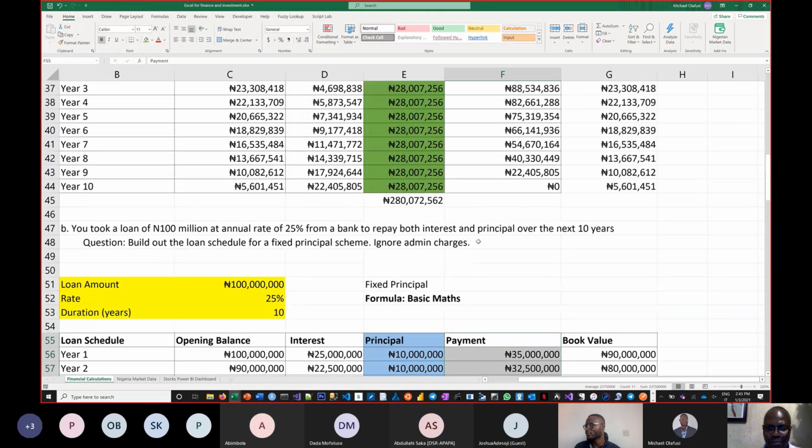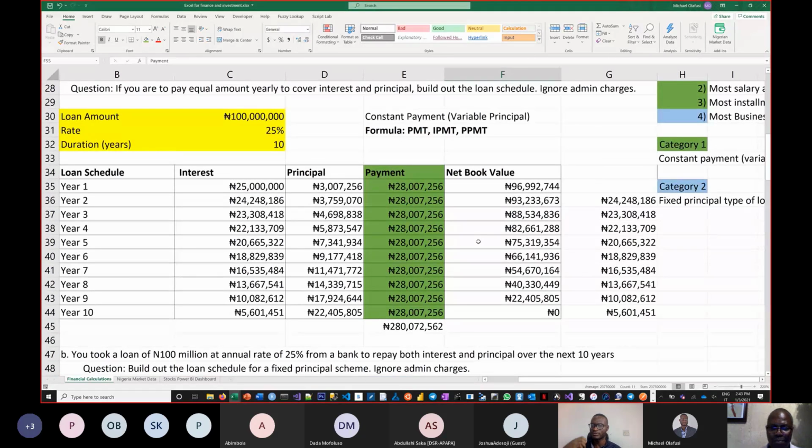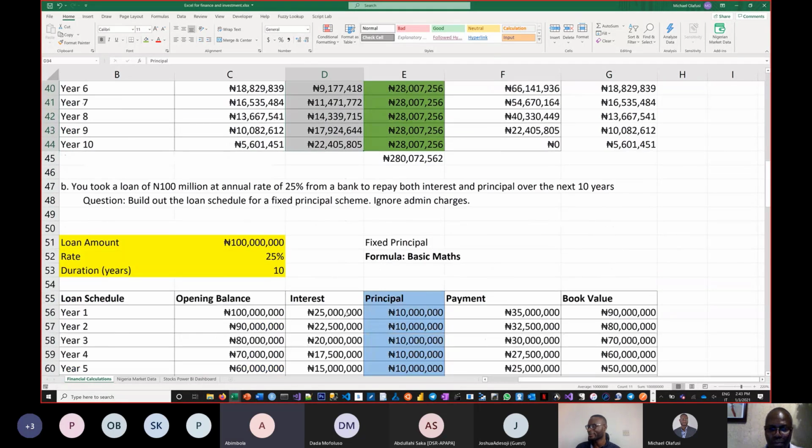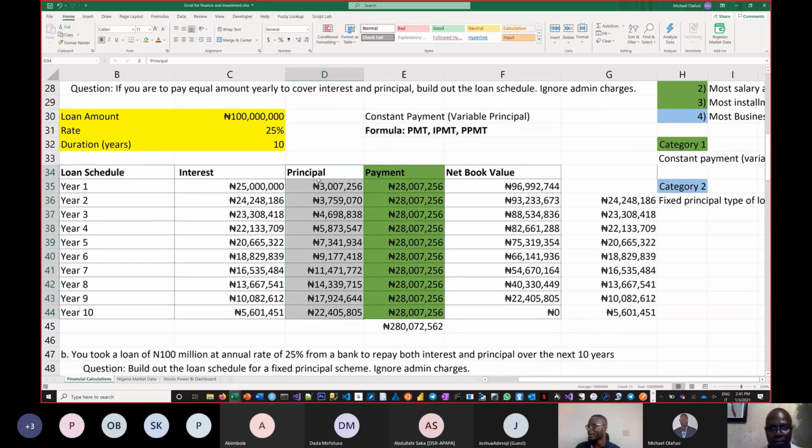That's why most salary loans and people who give micro loans, people who deal more with individuals or SMEs, don't expect you to be finance savvy that month. They try to use the other one, which is the constant payment. You can call it variable principal, so you can say fixed principal and variable principal. Here, you will see that your principal is changing, but the total amount you pay per period to cover both interest and principal stays the same, because this is the money that goes to the creditor to cover both your interest and your principal.